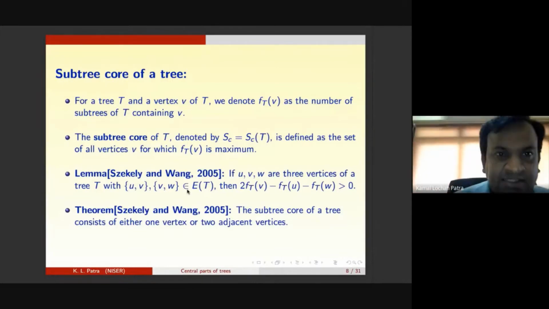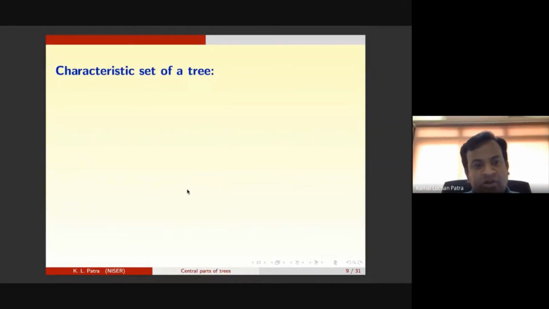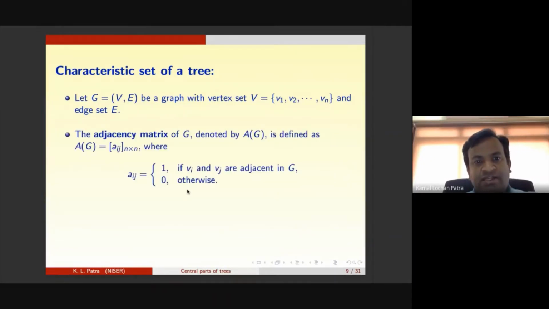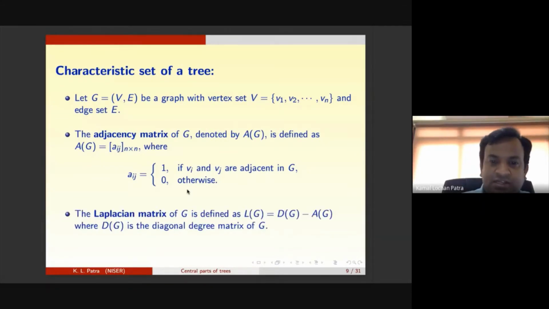But the characteristic set of a tree is not defined combinatorially; it is defined algebraically. So what actually is the characteristic set of a tree? If you take a graph with vertex set V and edge set E, the adjacency matrix is defined in this way, and the Laplacian matrix is defined like this.